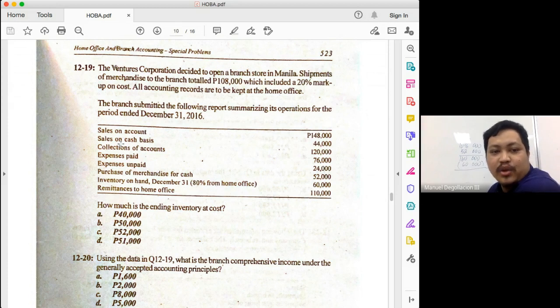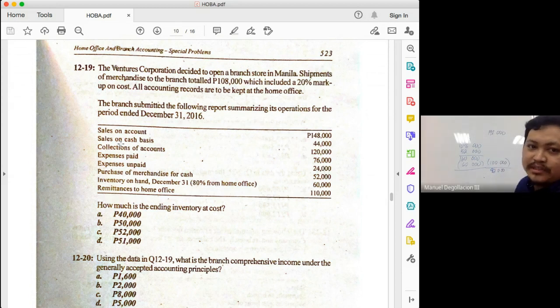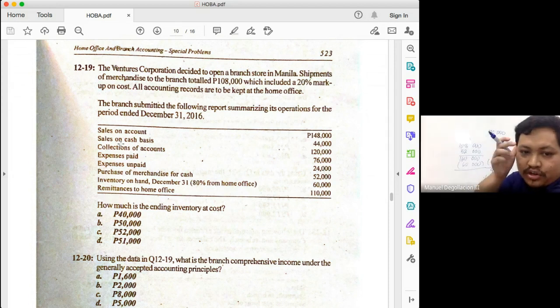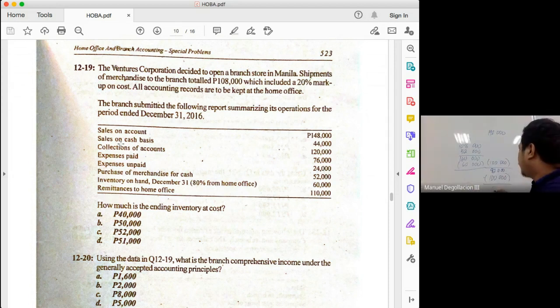Expenses. Do we include the unpaid expenses? Yes. Again, under accrual, under generally accepted accounting principles, you include those that are already incurred. Doesn't matter if they are paid or not yet. Okay? So how much is our total expenses then? 76 plus 24, that will give you 100,000. So actually, the branch will report a loss of 8,000.